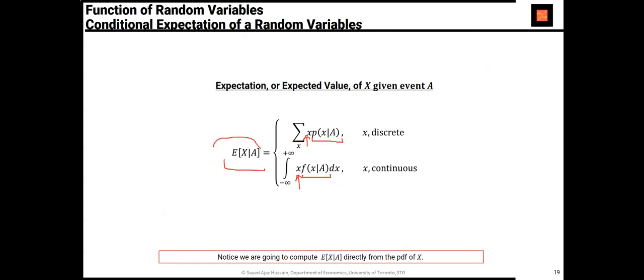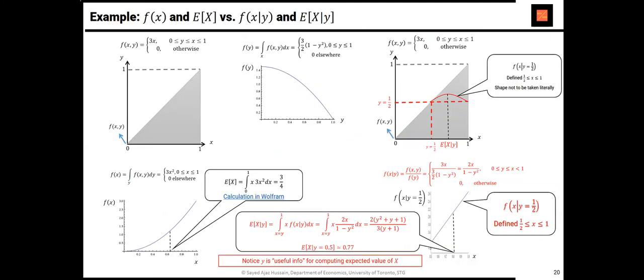So I'm going to compute this directly from the conditional PDFs of x given A, or the PMF of x given A. Bear with me. I know this looks very scary. It's actually on purpose, but let's start slowly.